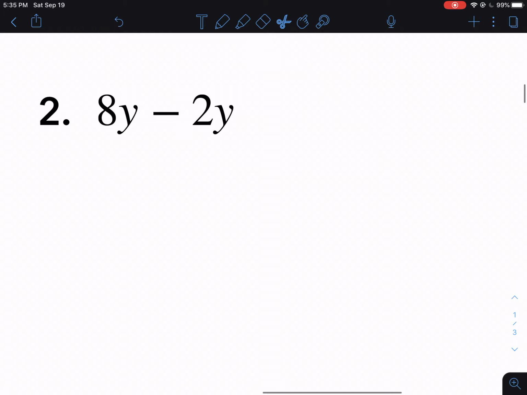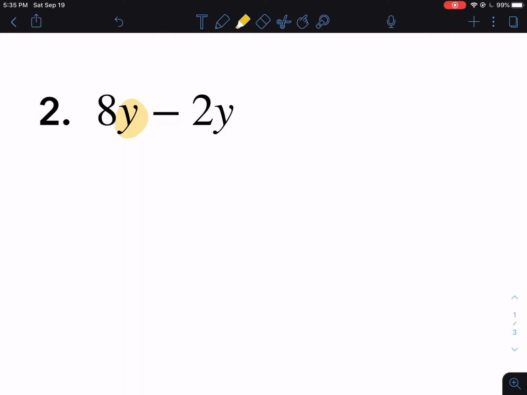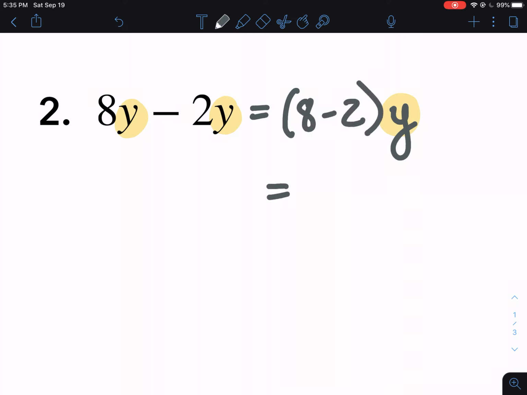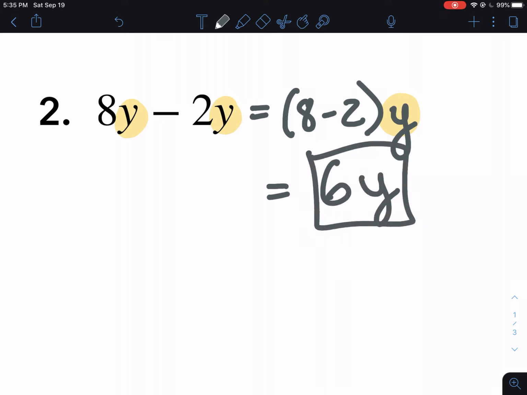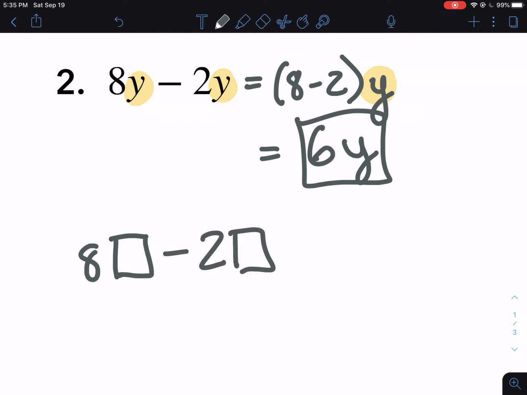Going over here. Now instead of X boxes, we have Y boxes. We want to figure out how many Y boxes we are left with. We can pull a Y out of each of these, leaving us with just 8 minus 2. 8 minus 2 is 6. So we have 6Y, and that's our final answer. Again, we have a stack of 8 Y boxes, and we're going to take away 2 of those Y boxes. What do we have now? Well, we have 6 Y boxes.